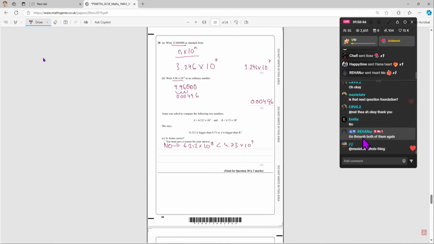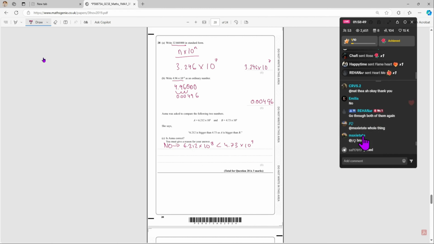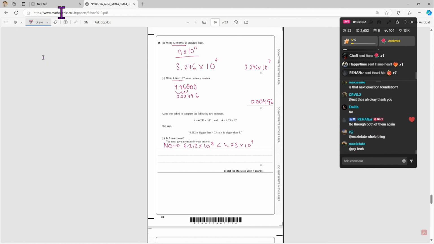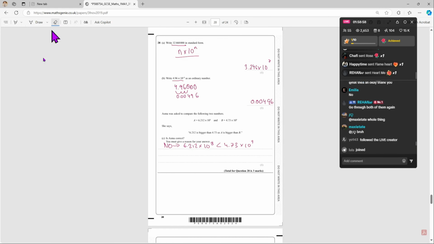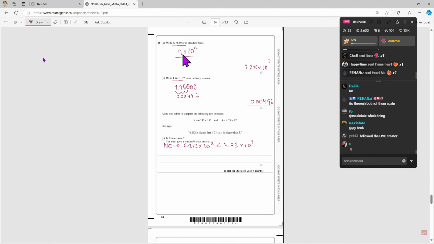So you want me to go through both of them again. So this one over here. First of all, you guys know that the form is n times 10 to the power of n. That is the form of standard form. The first number is always between 1 and 10. So you instantly know that the first number should be 3.246 because that's the only way you can make it between 1 and 10. Okay?